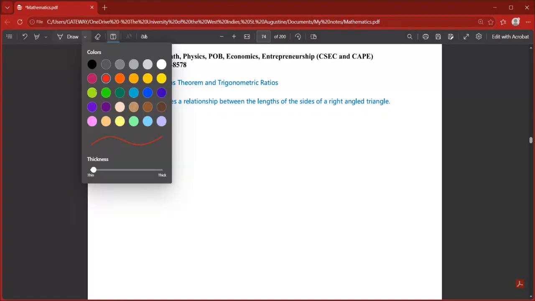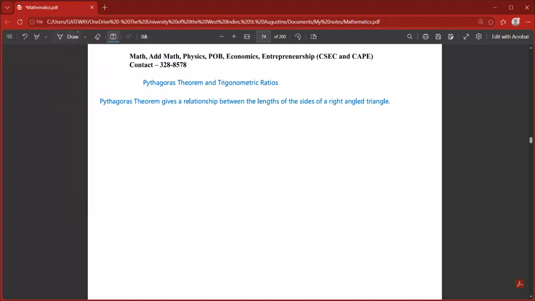So a typical right angle triangle would look something like this. You have a vertical line coming down, horizontal line going across. A vertical and horizontal line always meet at a 90-degree angle. That means 90 degrees. And we just connect this here like that. So this is a right angle triangle.